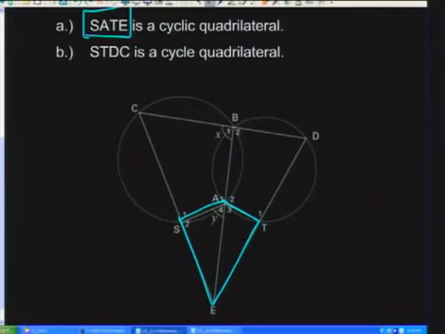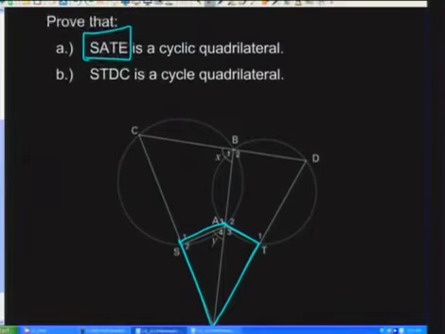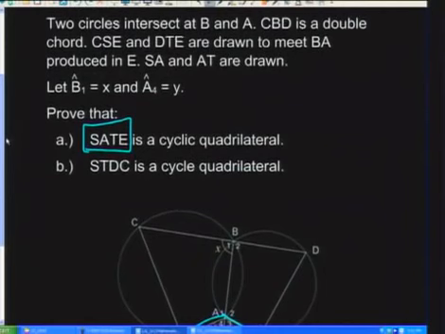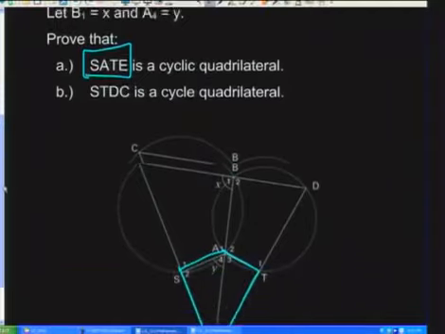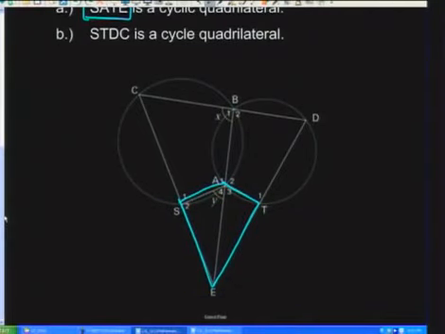And we've got, as I said, CBD is a double chord. Why are they giving us that information? Because CB is a straight line. CB is a chord in the circle. BD is a chord in that circle. They're not congruent circles. They haven't talked about that, so we can't assume that. But they've given us that B1 and A4 is equal to Y, and we've got no other information. If we go back to it and we just read it again, they intersect. We've got a double chord. We've got those lines that are drawn to meet BA produced. So BA is produced, which means that that's 180 minus Y.